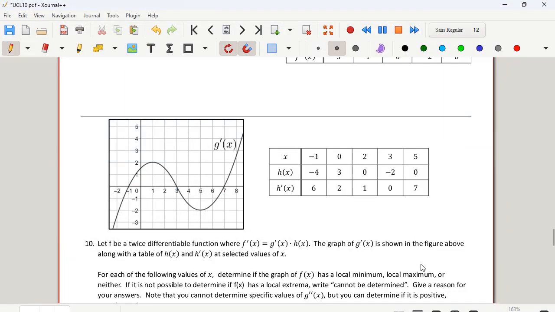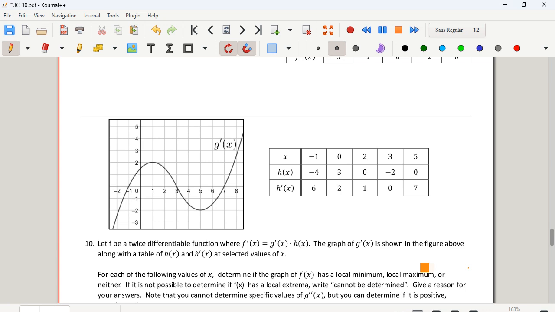Okay, looking at number 10 on the exercises here. Seems like a pretty standard setup, but there's a little bit of a twist on this one. This question is going to deal with the second derivative test, so we're going to need to find the second derivative. Can we find actual values of the second derivative of g prime?